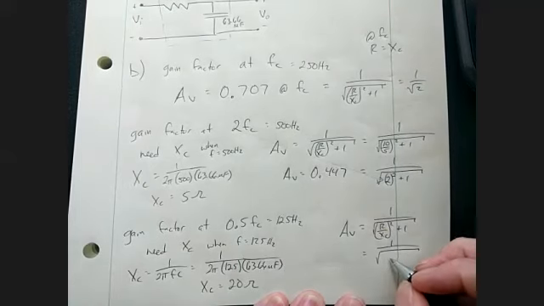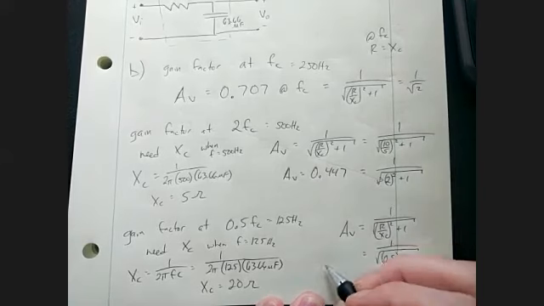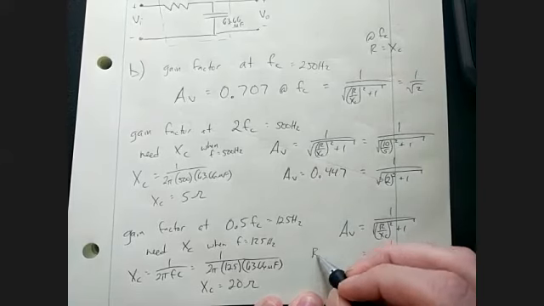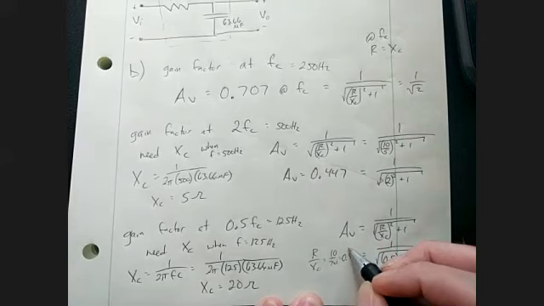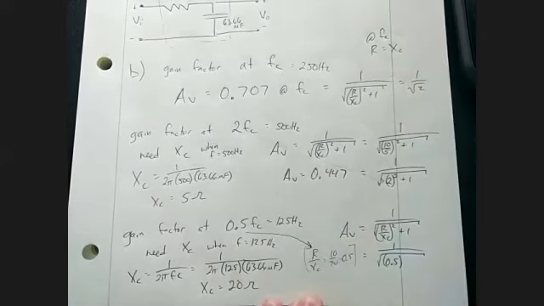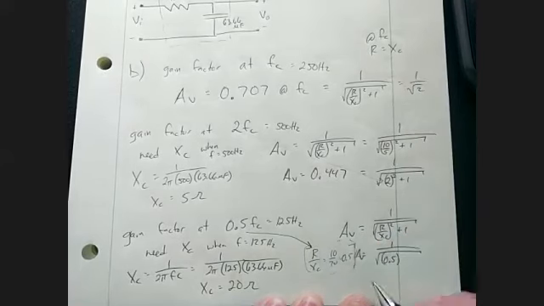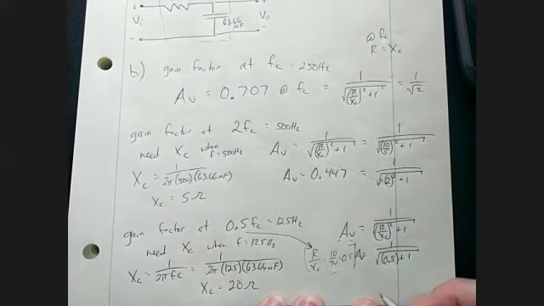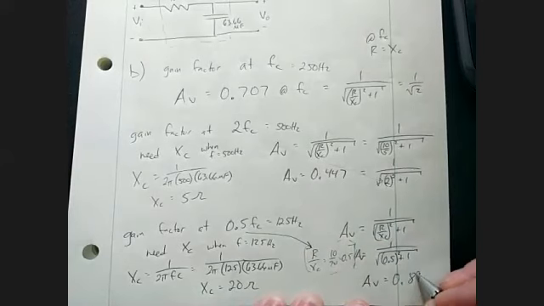This number right here is going to be 0.5, and the reason is that the ratio of R over XC is 10 over 20, which equals 0.5. That is what this 0.5 is telling me. And then plus 1, that's still squared, and AV comes out to 0.894.